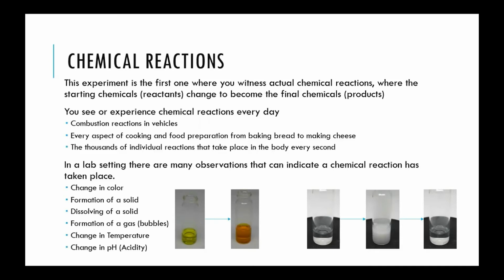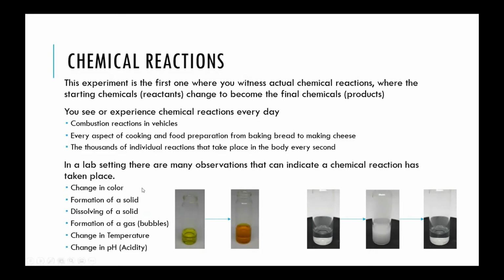Almost everything you do when you're cooking something involves chemical reactions, all of them involved in the body in different cells, as well as photosynthesis in plants, and really many, many aspects of making any sort of material. So a number of things can be inferred from chemical reactions. There are visual cues that you can see to determine if a chemical reaction has taken place.